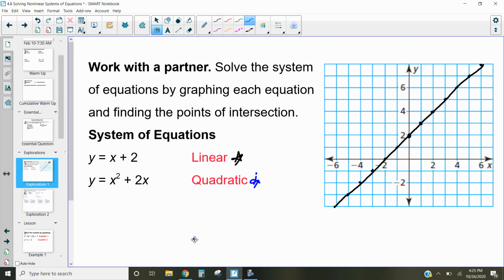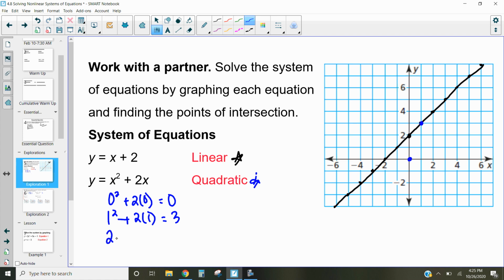Then with our blue one, we want to graph our quadratic. So we want to just plug some points in. I always like to start with 0. So 0 squared plus 2 times 0. Well, that's 0. So we have this point at 0, 0. 1 squared plus 2 times 1 is 3. So 1, 3. Oh, look, looks like 2 points cross there.